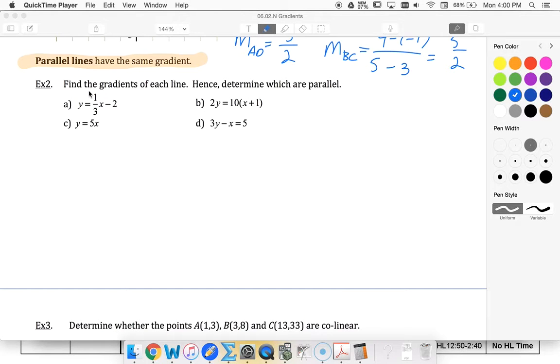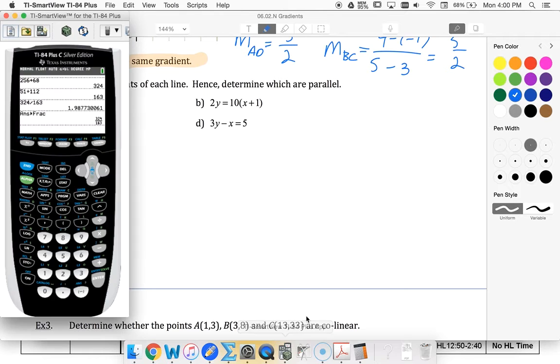If I'm asked to find the gradient of each line, there are certain things I can figure out by looking at the formula for a line, but the other thing I can always do is find 2 points that are on the line and use that to help me figure out the slope. So let's use our calculator to help us for this first one.